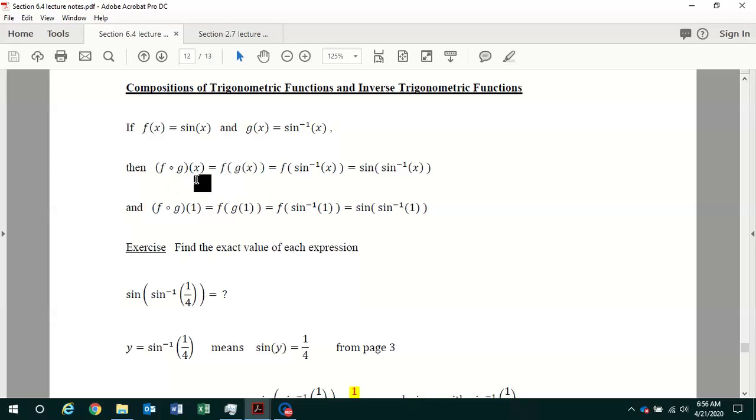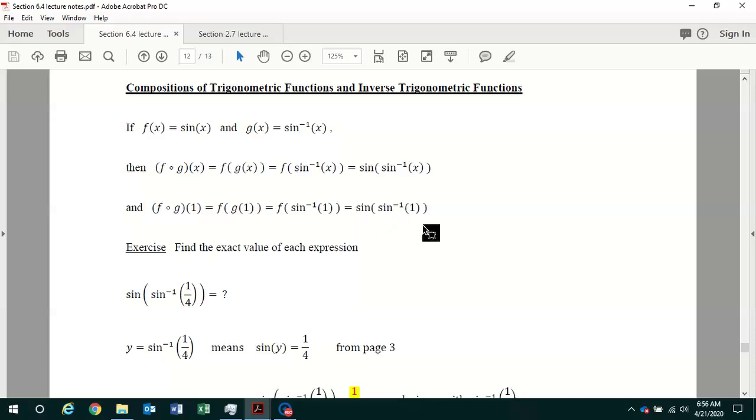To evaluate this composition at x equals 1, we have to find f of g of 1. Well, g of 1 is equal to the inverse sine of 1, and then f of the inverse sine of 1 is equal to the sine of the inverse sine of 1.